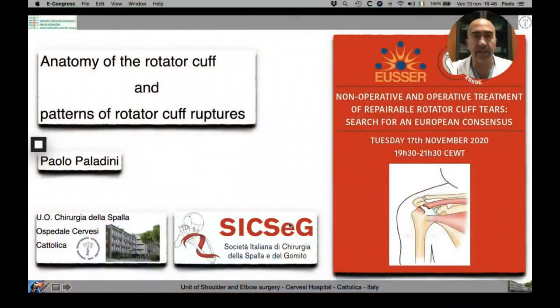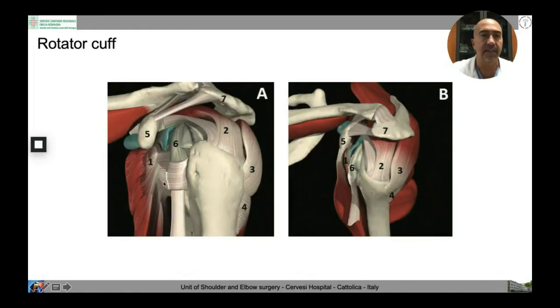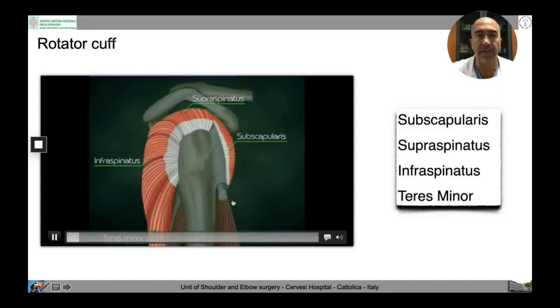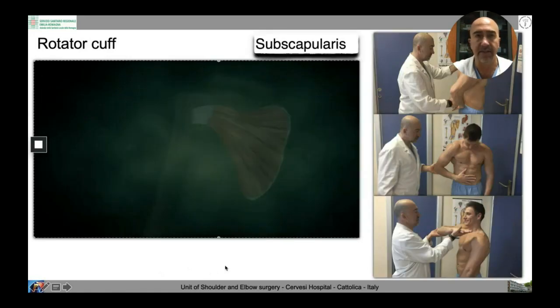Good evening. It's a pleasure to start this webinar speaking about anatomy and patterns of rotator cuff ruptures. You know that the rotator cuff is a complex of different tendons and muscles. Starting anteriorly from subscapularis, we have supraspinatus, infraspinatus, and teres minor. You can see two different drawings, and you can see here that all the muscles and tendons cover the whole humeral head from posterior to anterior, in this case teres minor, infraspinatus, supraspinatus, and subscapularis.